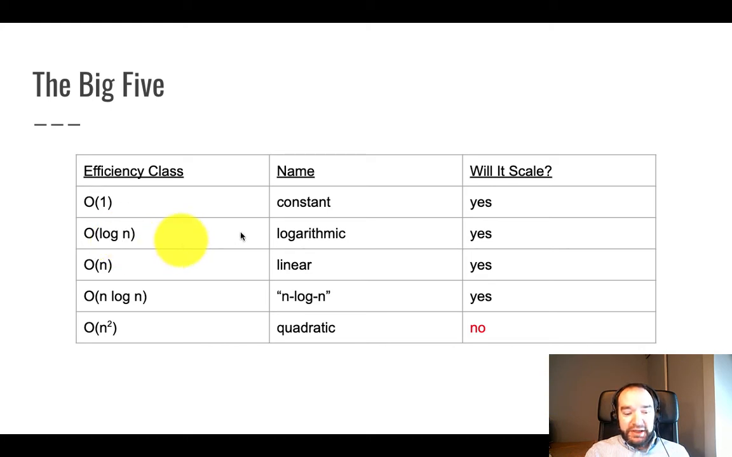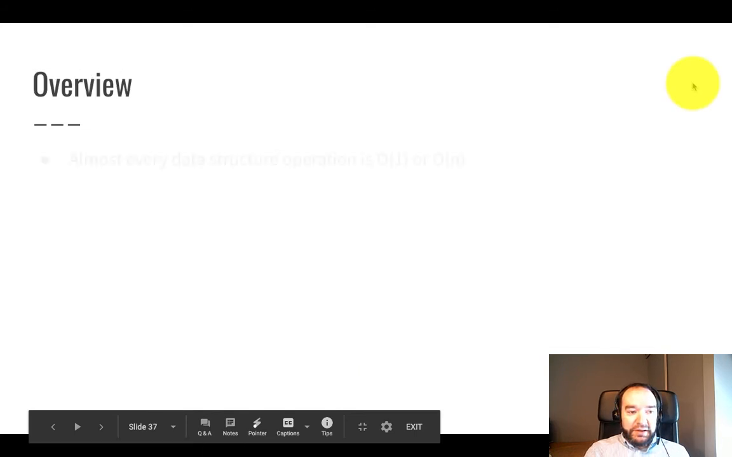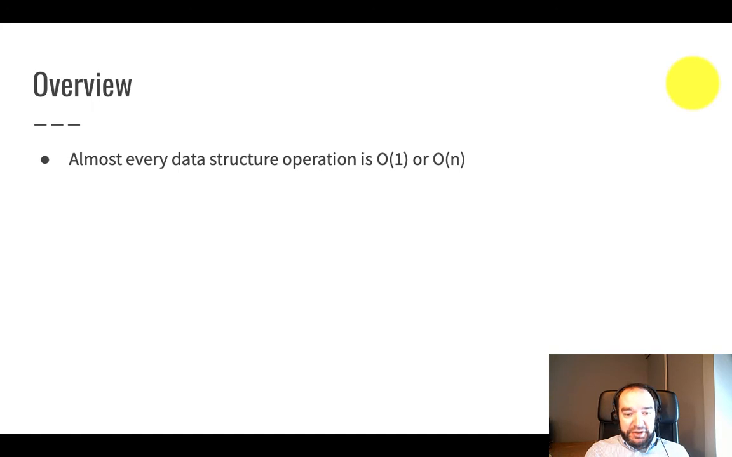These have names because they're used so often. Big O of 1 is constant, big O of log n is logarithmic, big O of n is linear. And of this list of five, all of them are usually considered scalable except for big O of n squared. N squared, which is called quadratic, usually does not scale well enough to be practical. So it turns out actually that almost every data structure operation is either big O of 1 or big O of n. That's true for the first part of our course.